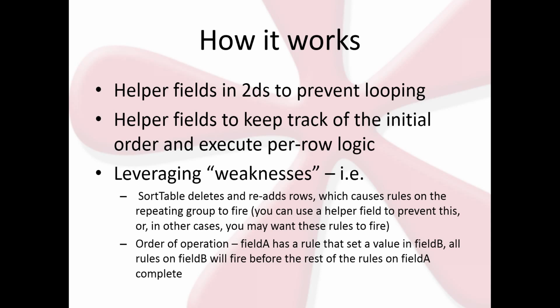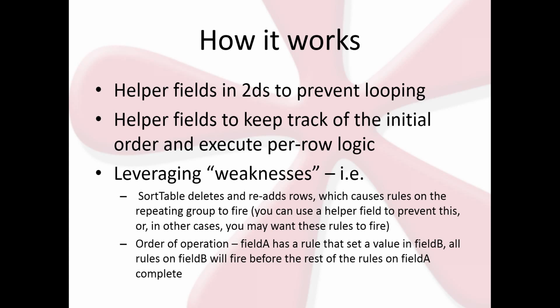Now, sometimes that can cause some unanticipated side effects. So sometimes you'll have rules trigger when you don't want them to. So a lot of times we'll use a helper field to indicate that I'm sorting, and then you can use that for some conditional logic to make sure other rules don't fire. On the other hand, maybe sometimes this does something you want it to do. So you'll see that here, that I'm actually leveraging that. And also I'm leveraging order of operation in InfoPath.